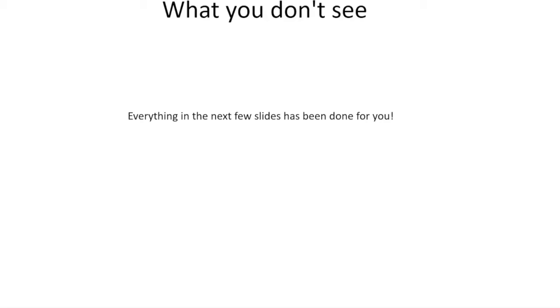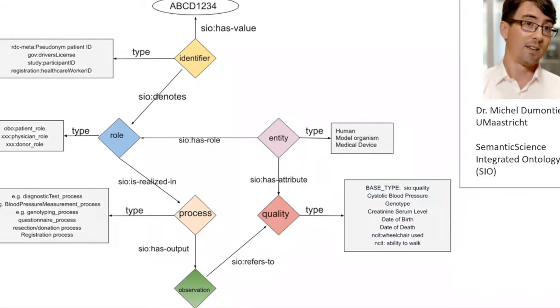What you don't see is everything that we're going to do for you. So what we've done, as Rajaram said, we've been working for a little more than a year on modeling the CDEs. We're getting close to the end, I think, but we're still tweaking the models a little bit. So we're using as our grounding ontology the Semantic Science Integrated Ontology from Michel Dumontier, who's at Maastricht, and the upper level of the SIO ontology has these entity relationships that we're using.